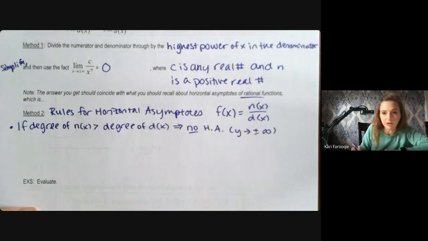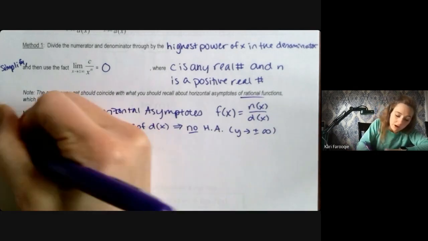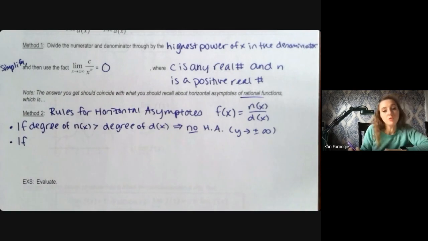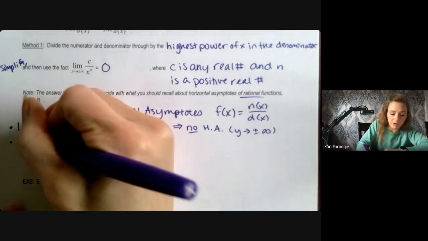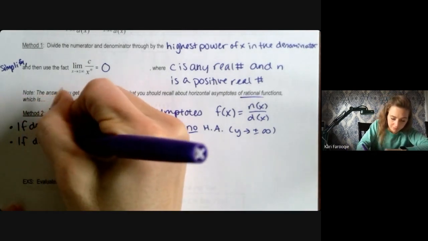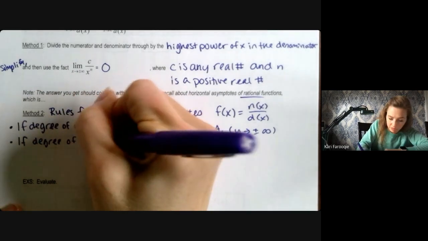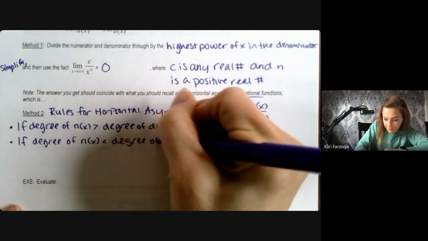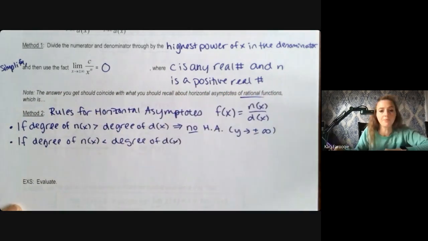Well, these are for rational functions. All right, the second thing that could happen is that the degree of the numerator could be less than the degree of the denominator. So if the degree of n of x is less than the degree of d of x, well, if that's the case, then your horizontal asymptote is y equals 0.